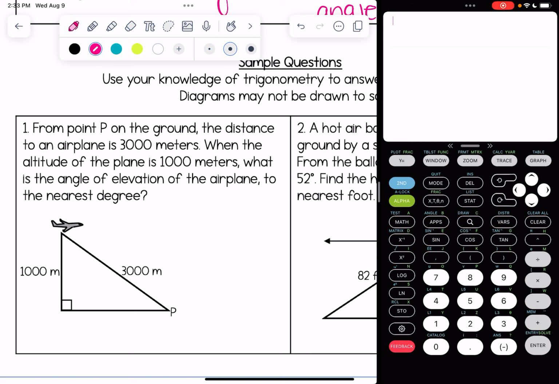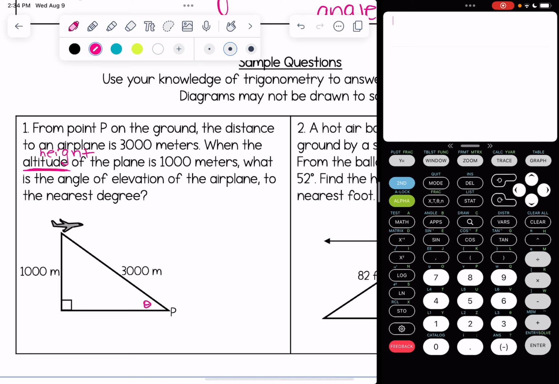All right, let's start with 1. From point P on the ground, the distance to an airplane is 3,000 meters. When the altitude of the plane is 1,000 meters, what is the angle of elevation of the airplane to the nearest degree? One thing I want to point out is altitude is a key word that you will see in the word problems. That means height. So notice the height of the triangle is labeled with 1,000. We're also looking for the angle of elevation.